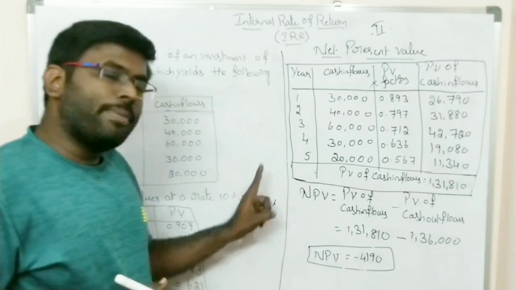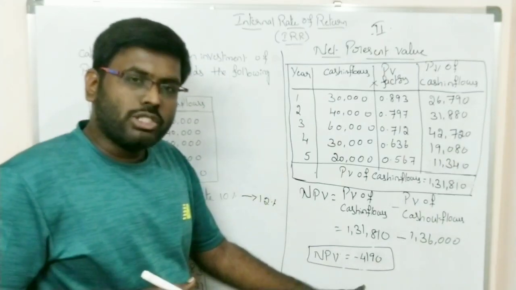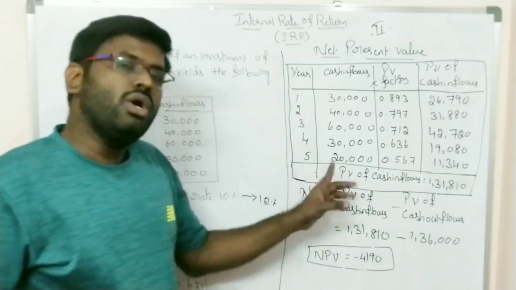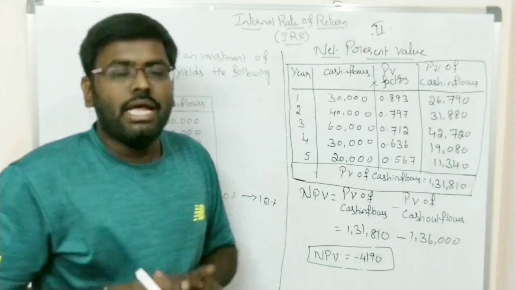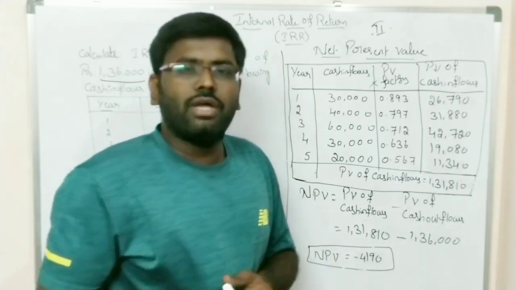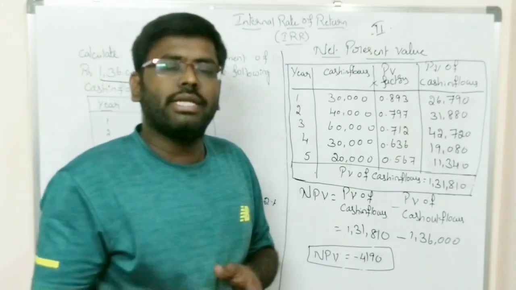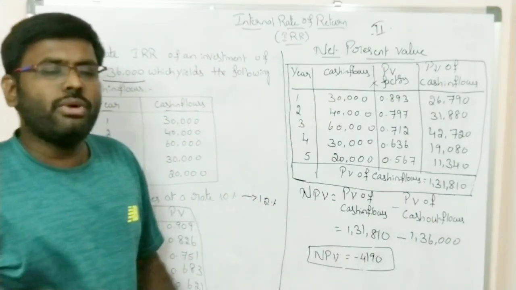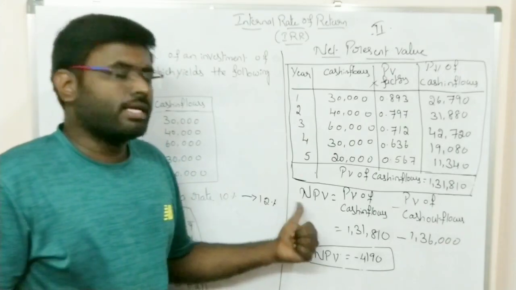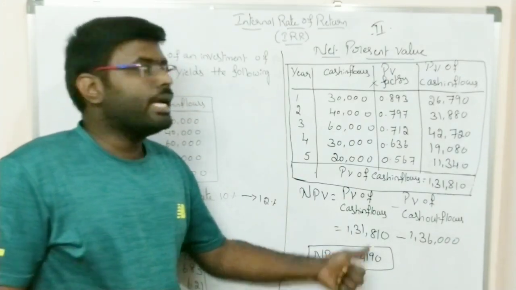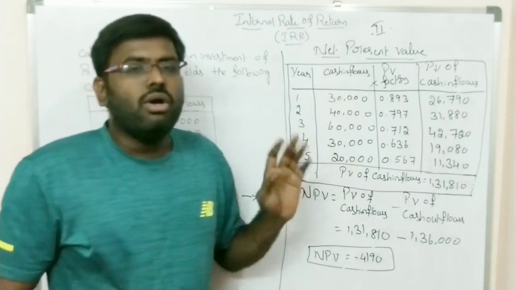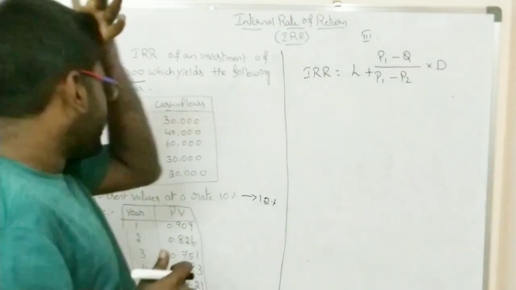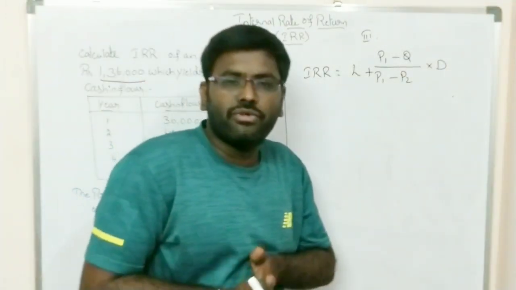If at 12% also I got a positive NPV value, then again I would increase this 12% to 14 or 15%. Like that, until you get the negative NPV, you have to keep increasing or decreasing the discount rate. Now I got the NPV; no need to increase the discount rate again because I got a negative NPV in the second step. So what do we have to do after calculating the NPVs, that is, net present values at two different rates?